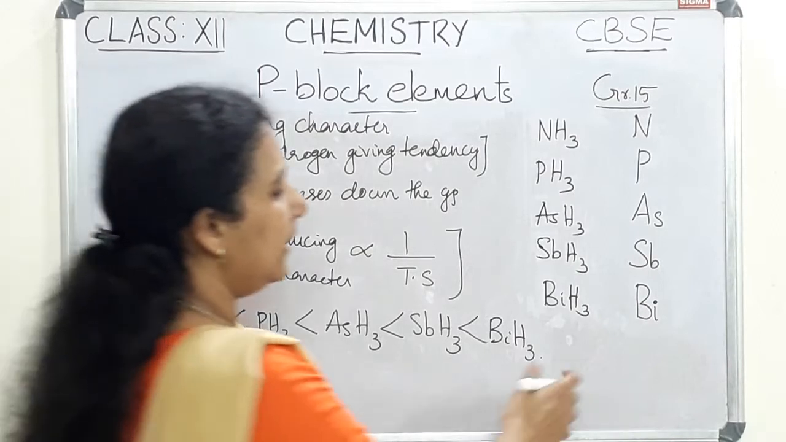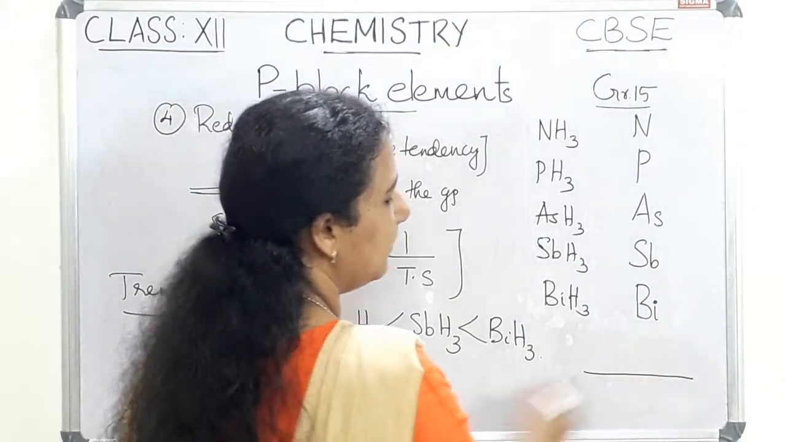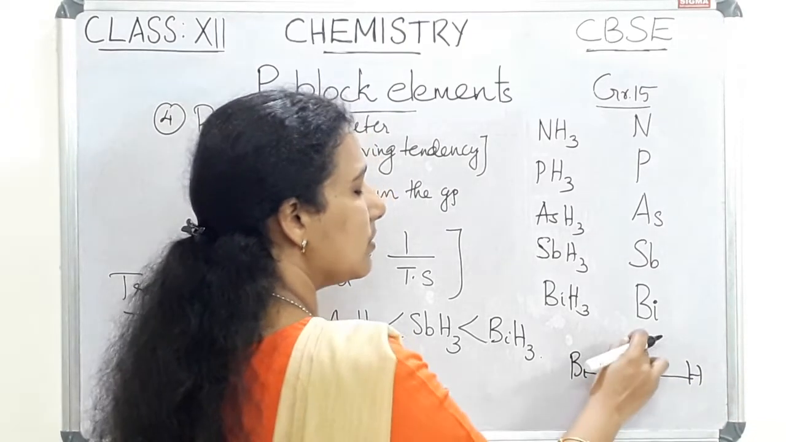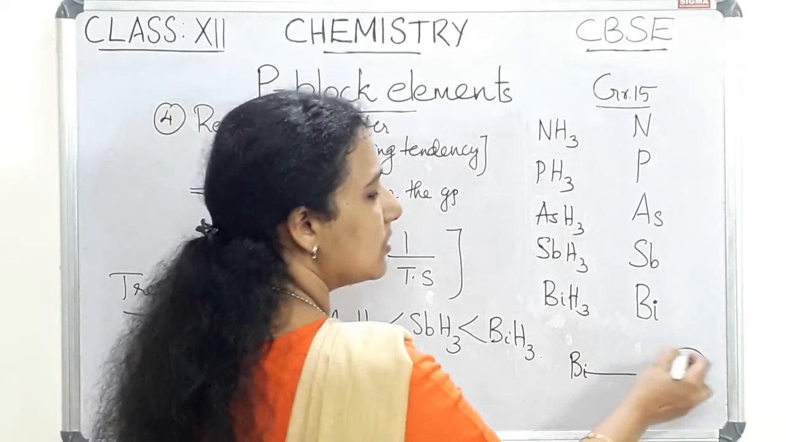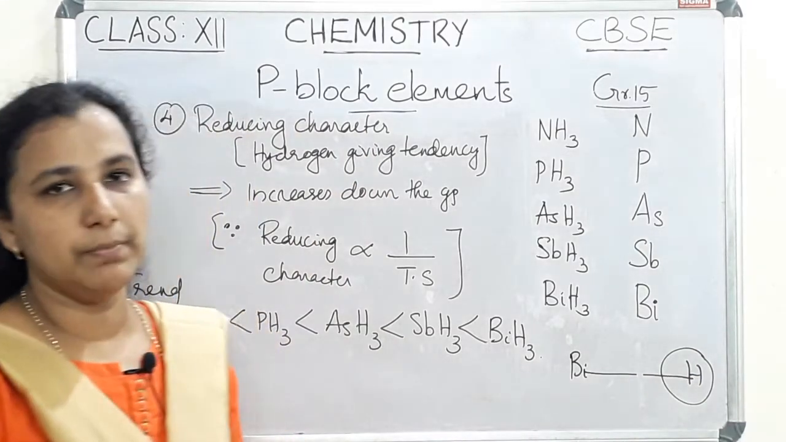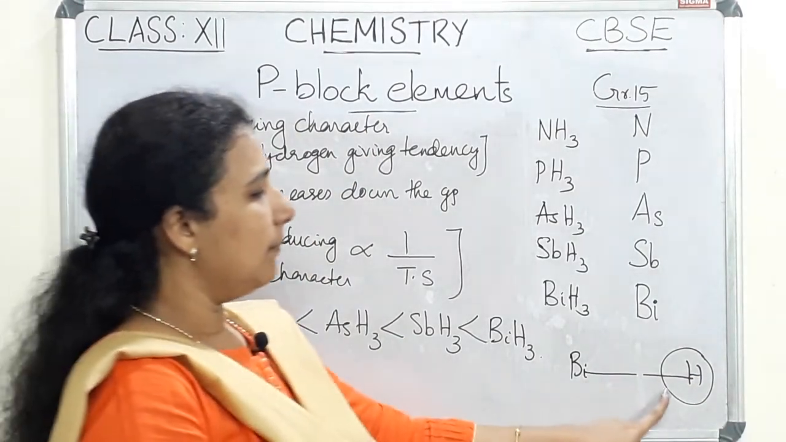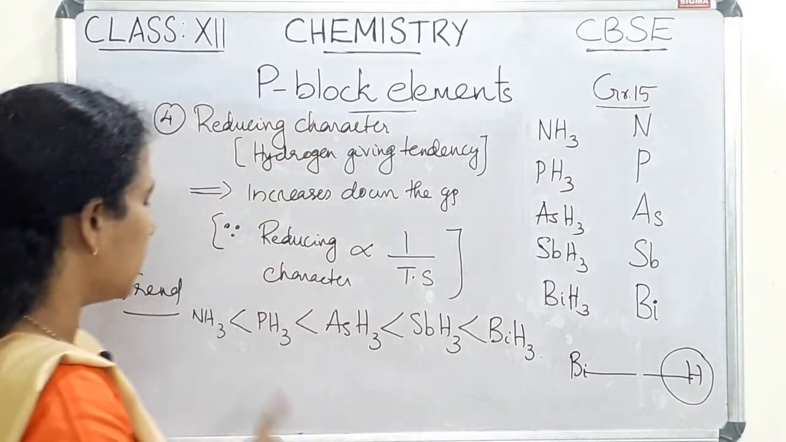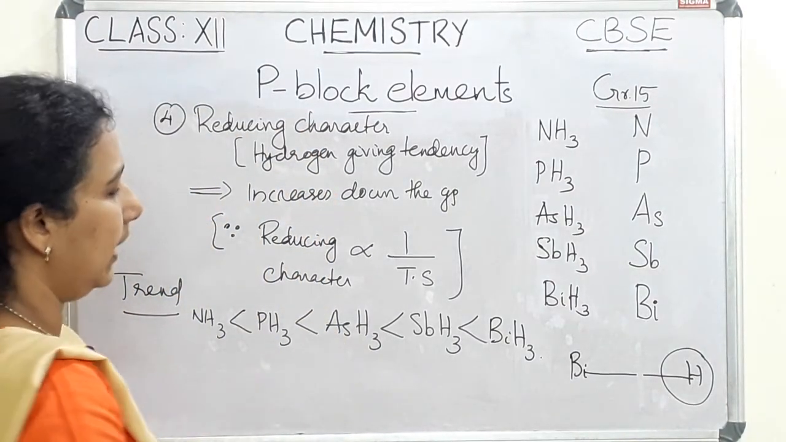In the case of BiH3, the bond length will be more. In the case of BiH3, the bond length is more, so it can be broken easily. So the hydrogen giving tendency will be more. So it will be more reducing. It is having more reducing character. So this is the trend of reducing character.